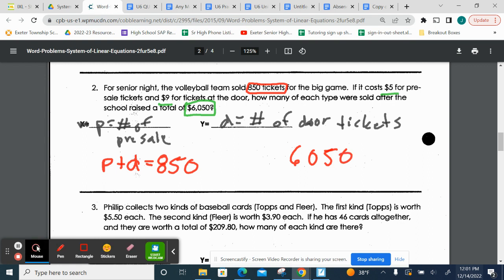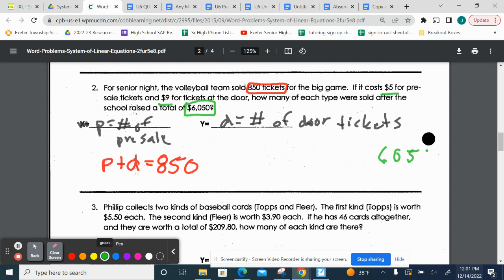Let me get a different color there for you. All of that info I underlined in green. And so it's 6,050 is the total. What is that made up of? Well, it's made up of the money that we made on the pre-sale tickets, $5 per pre-sale. Again, if I sold 100 pre-sale tickets, you take that times 5. That's $500 made. That's just made up, of course. The P, we don't know how many we actually sold. And same thing with the tickets at the door, $9 per. If I sold 100 of those, I'd take 9 times the number of tickets. That'd be 900, and then I would add everything up.